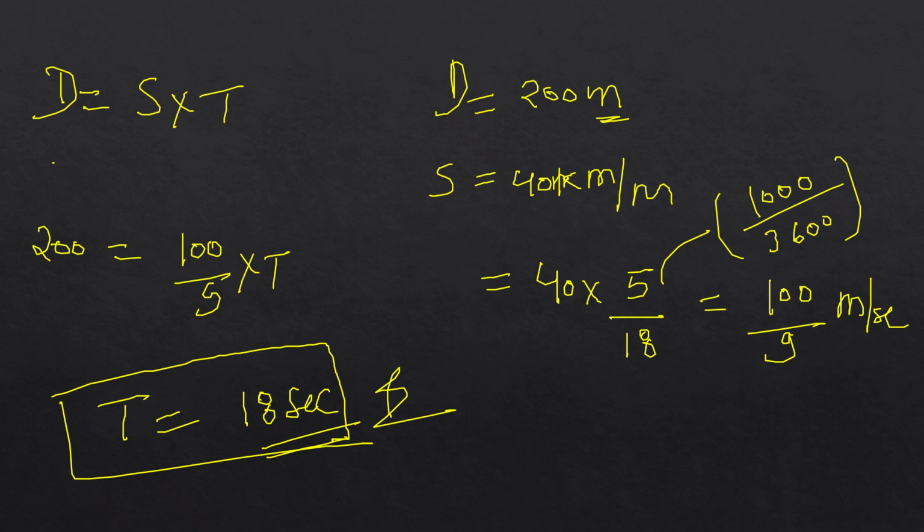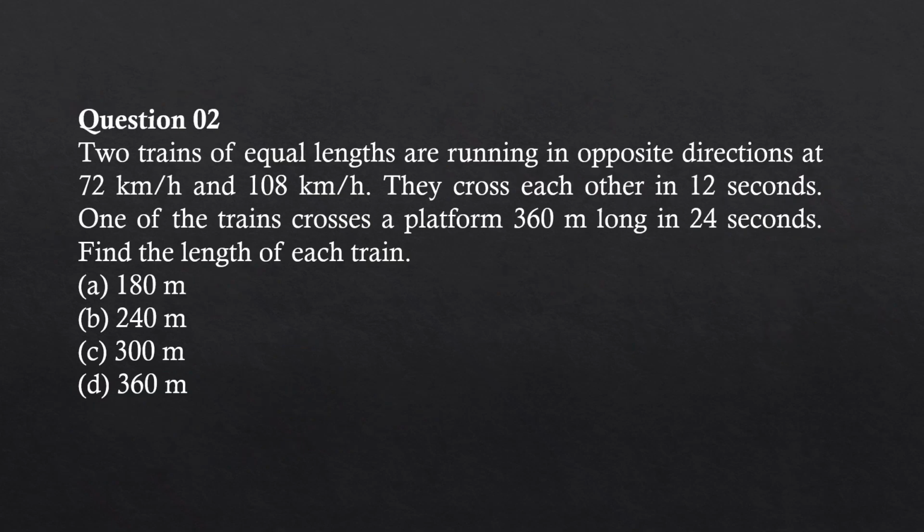Now next question. Question number 2. Two trains of equal length are running in opposite directions at 72 km per hour and 108 km per hour. They cross each other in 12 seconds. One of the trains crosses a platform 360 meter long in 24 seconds. Find the length of each train.